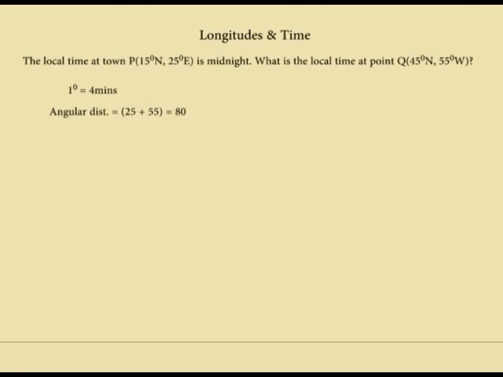25 plus 55 will give us 80 degrees. The time difference, 80 times 4 gives us 320 minutes. That is equivalent to 5 hours, 20 minutes. Q is behind P in time, and so we subtract. 12 minus 5 hours 20 minutes will make it 6:40 p.m.